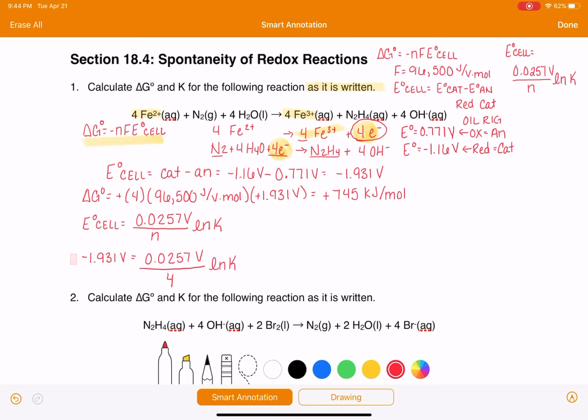And so we're going to do some math here. Negative 1.931 times 4, divide that by 0.0257, and we get negative 301 is equal to the natural log of K. Undo that natural log. Whoa. K is 3 times 10 to the negative 131. That's a really small number, really, really crazy small.